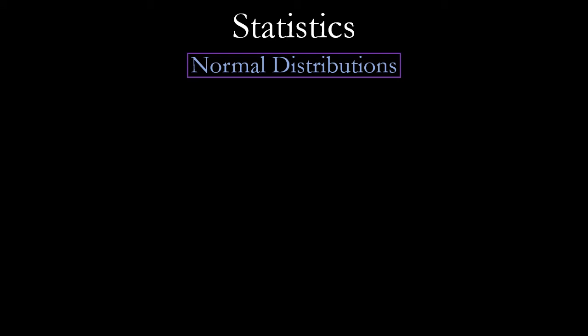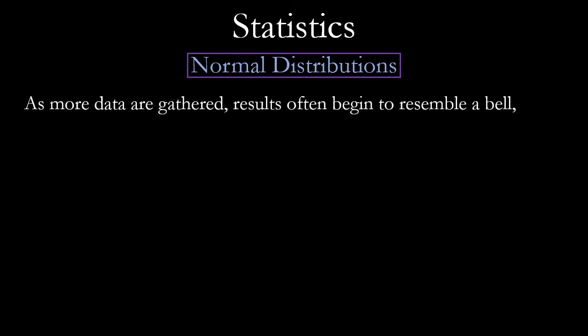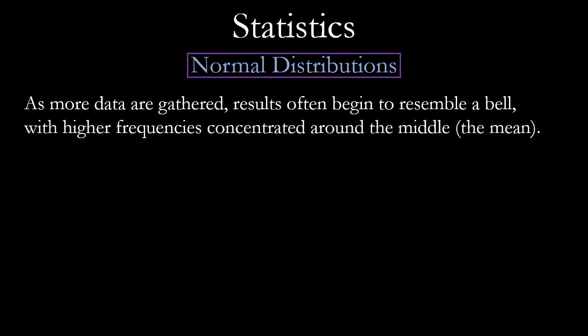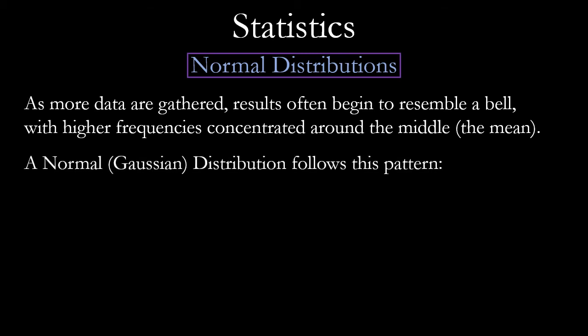Now it's valuable to talk about normal distributions, right? You notice that when we were looking at the ages of the basketball players, they were concentrated more or less around the middle. They seemed to approach some kind of curve. For very large populations, as we gather more and more data, results often begin to resemble a bell. The higher occurrences of a certain value get concentrated around the middle, in other words, around the mean, the average.